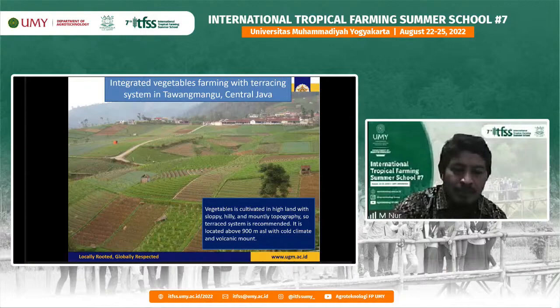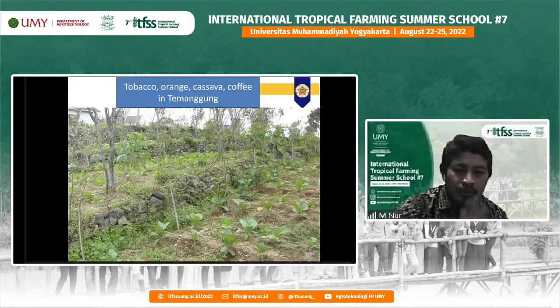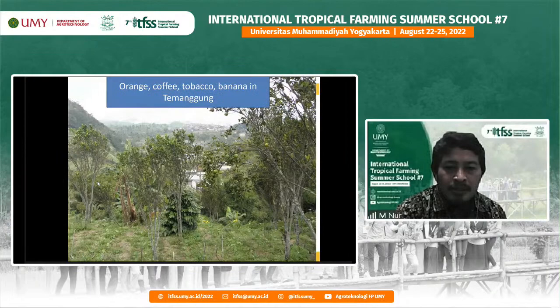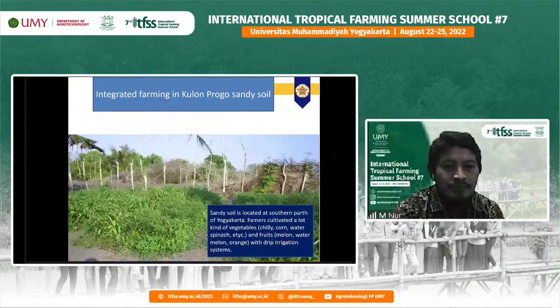But I cannot show it. And this one is also a terrace. This one is eggplant, then orange and tobacco. And this one is a combination of coffee, then orange, and then eggplant. This one is tobacco and cassava.